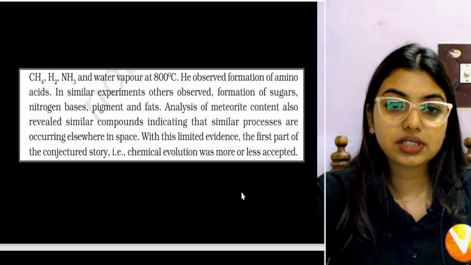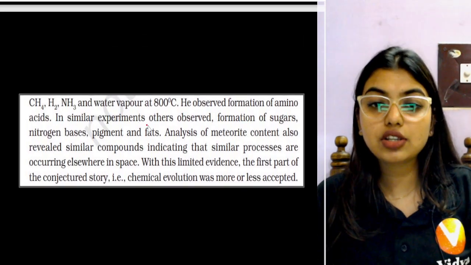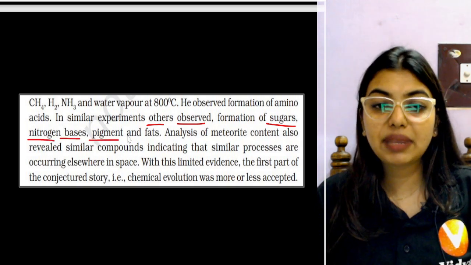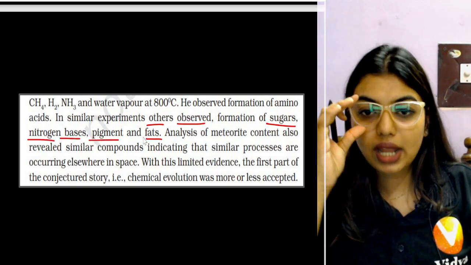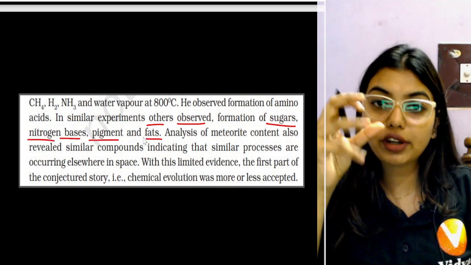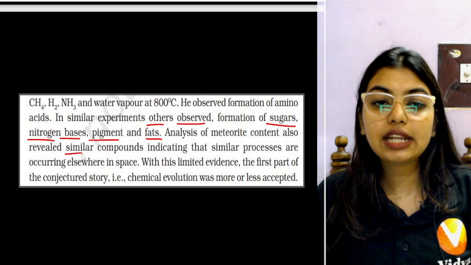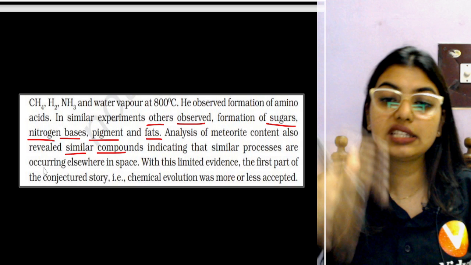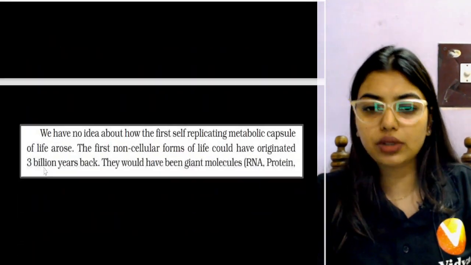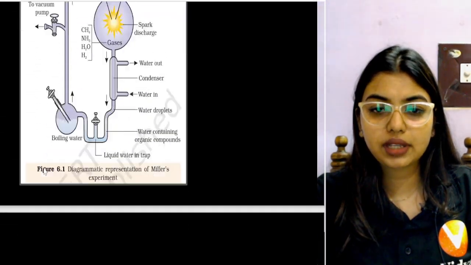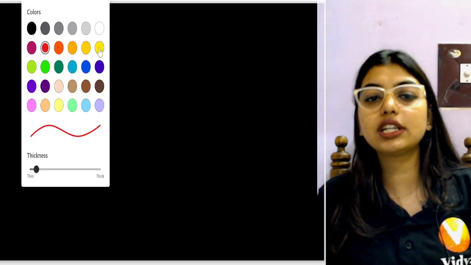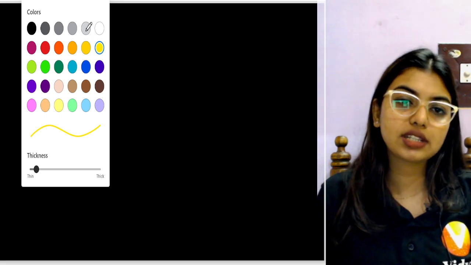In similar experiments, others observed formation of sugars, nitrogen bases, pigments, and fats. Analysis of the meteoroid content also revealed similar components, indicating that similar processes are occurring elsewhere in space. So what is the whole thing? I'll teach you. Before I go to Miller's experiment, first let me tell you what Oparin and Haldane found, because if you don't understand that, you're not going to understand what S.L. Miller did.